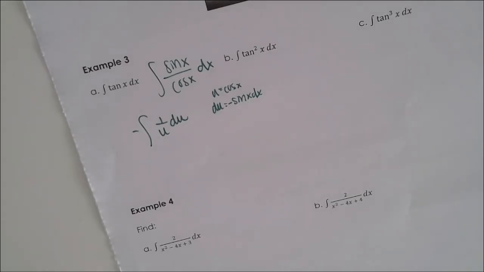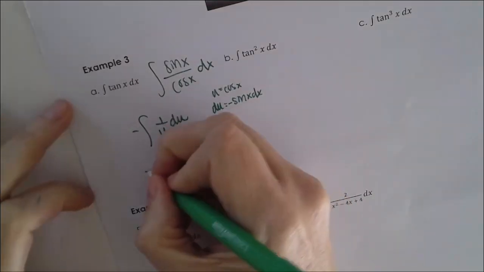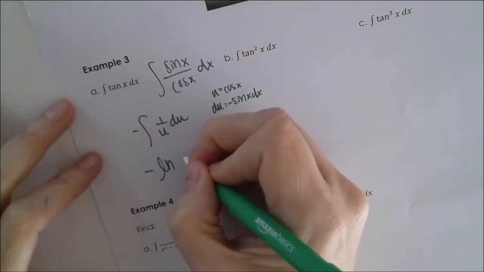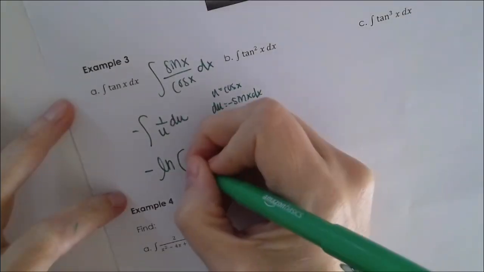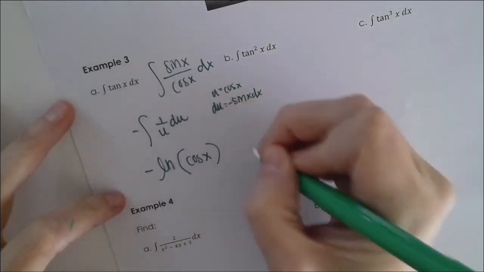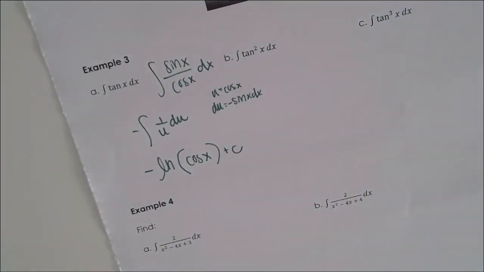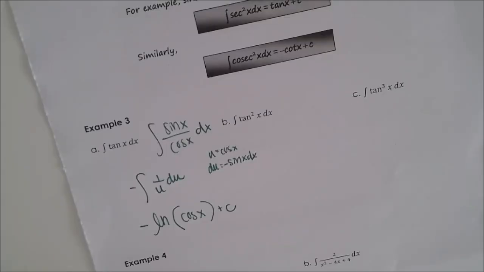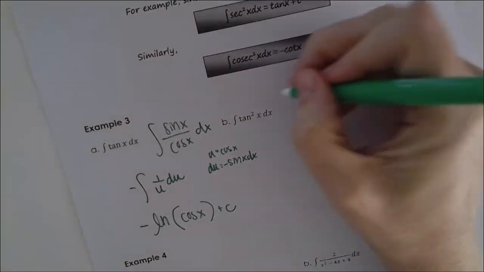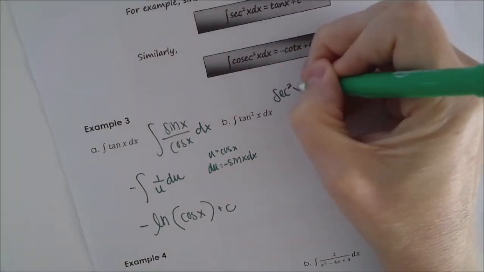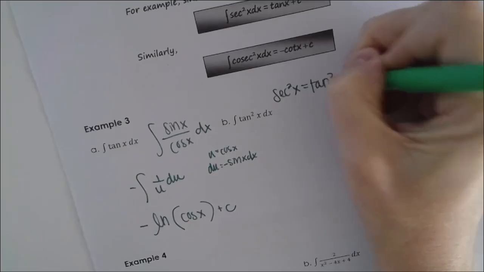So a little bit of substitution gets us into our form of 1 over u, which we know the antiderivative of that is natural log. So we've got negative natural log of u. I'm going to go ahead and sub u back in, so cosine of x, and then we've got plus c there. So that one didn't use those formulas up above, but the next one can get there if we think about our Pythagorean identities. So tangent squared has a Pythagorean identity that we know. So secant squared x equals tangent squared x plus 1.